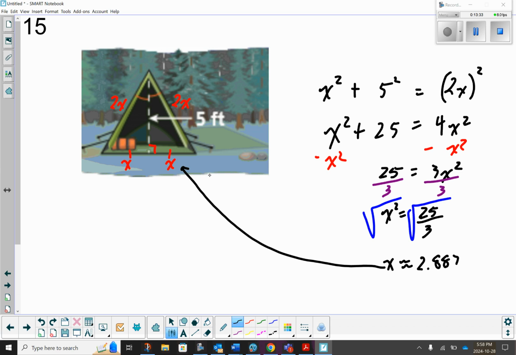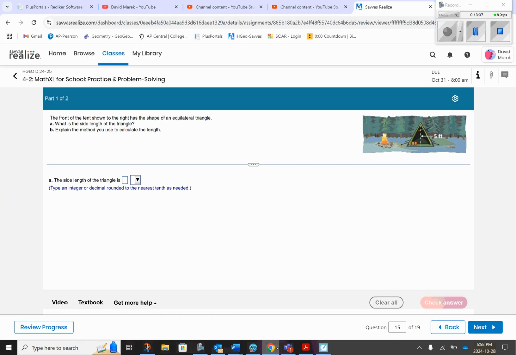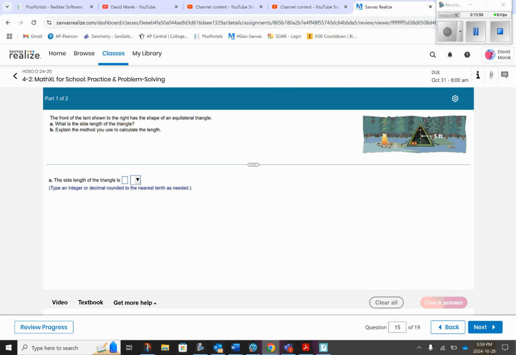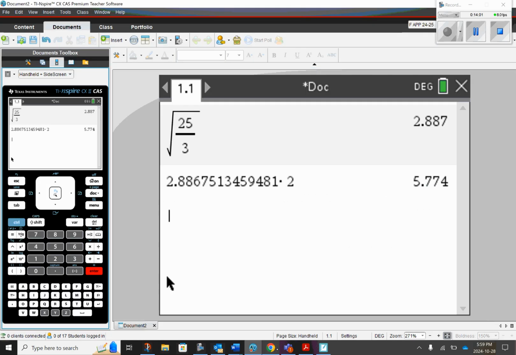The question asked for the length of the sides of the tent, didn't it? What is a side length of the triangle? Okay, so our lovely triangular tent. So that simply means here, we're going to go back, we're going to multiply that by 2, and then we're going to round that off and say it's about 5.8 feet.